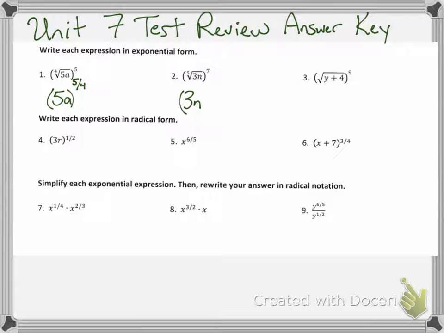I pull out the 3n from underneath the radical. My exponent, power goes on top, the root goes on the bottom. The exponent would be 7 over 5. For the last example, same idea. Pull out the y plus 4.